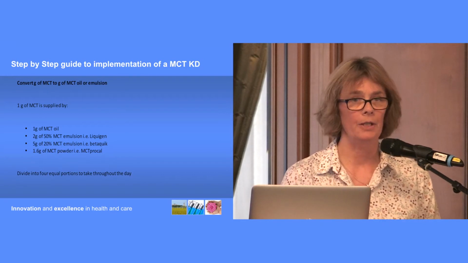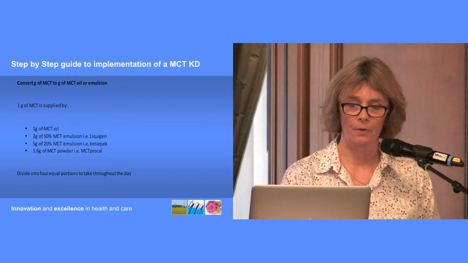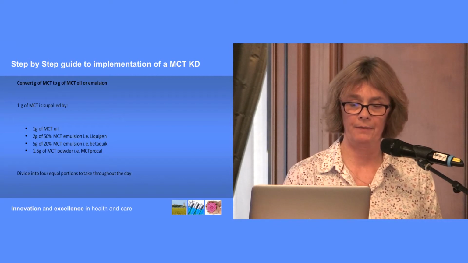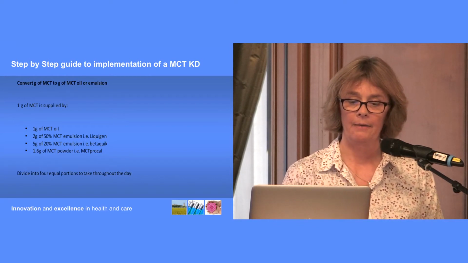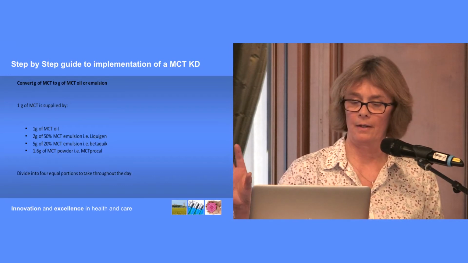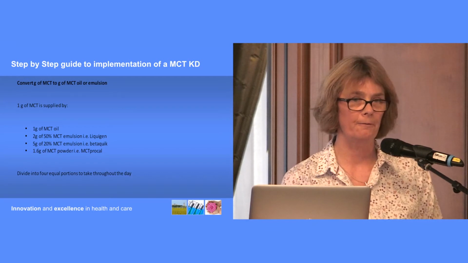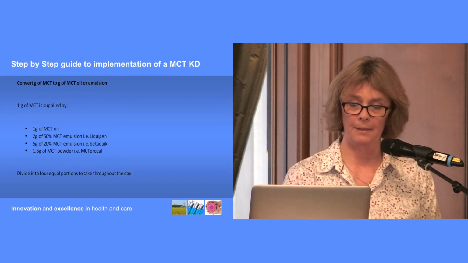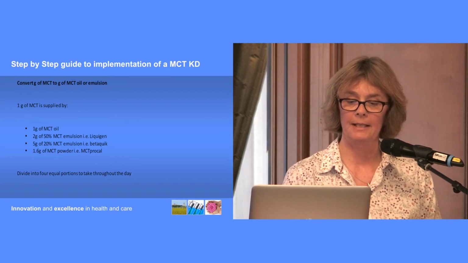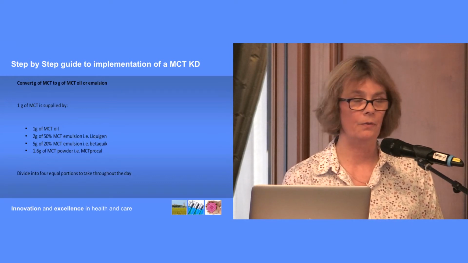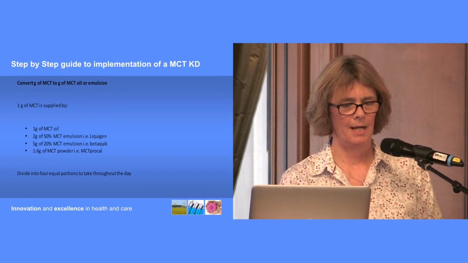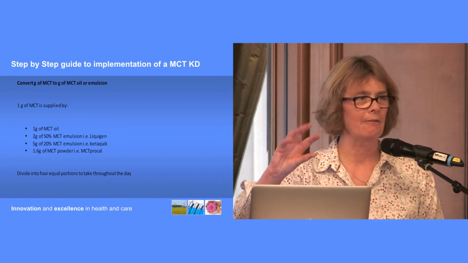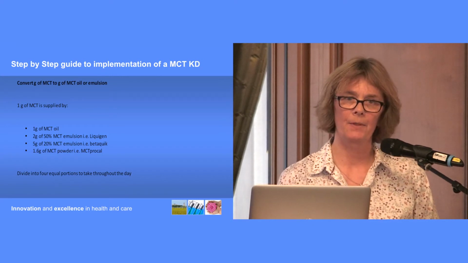If you're using an emulsion like Liquigen, which is half water, half oil, then you have 2 grams of 50% MCT emulsion is Liquigen. The Better Quick is a 1 in 5 emulsion, so it's a 20%. And then if you're using MCT Procal powder, you've got 1.6 grams of Procal powder giving you 1 gram of MCT. So they come in 16 gram sachets, and that gives you 10 grams of MCT fat.